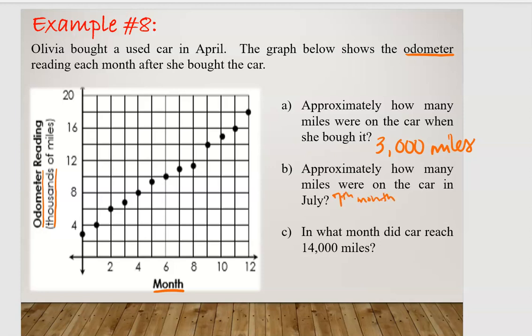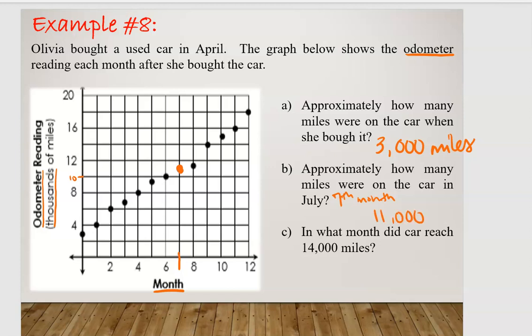So thinking about that, how many miles were roughly on her car? Well, since it's the 7th month, I would go over to between 6 and 8, and the data point that correlates with that one is right here. And we know that this is 10, so it's between 10 and 12, which would be 11,000, remembering our unit on the y-axis.